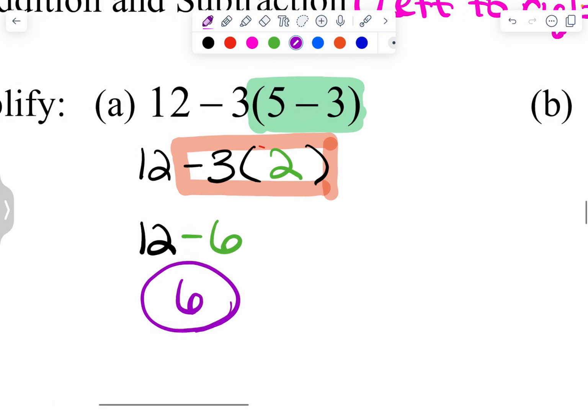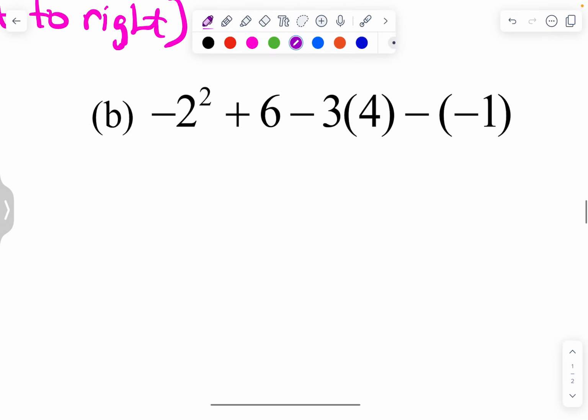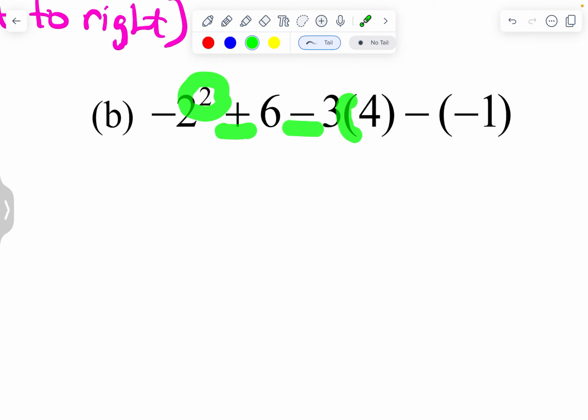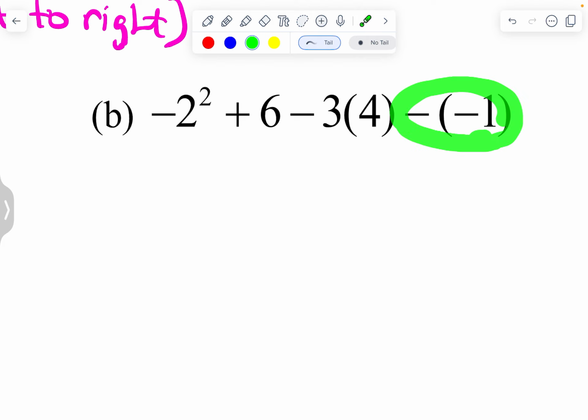All right, I'm going to slide over to part B here. Part B becomes a little bit more complicated. Let's take a look at what we've got for operations. We have a power. We have addition. We have subtraction. We have parentheses here, but they're strictly standing in place of multiplication. We have subtraction here, and then this weird set of parentheses, which actually means a little bit of multiplication here.